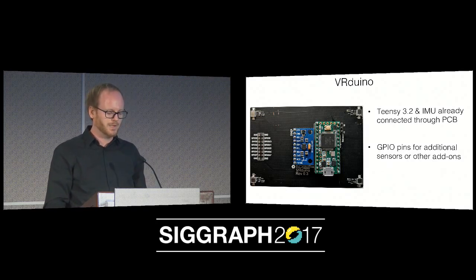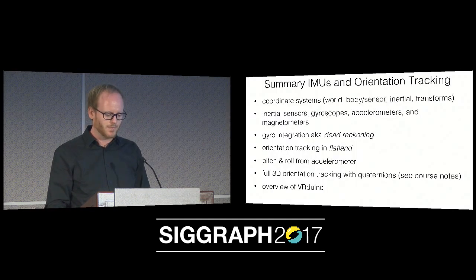These are connected through the PCB underneath. It's a very simple two-layer PCB, and we have a couple of additional GPIO pins on the left. So that's pretty much it for orientation tracking.